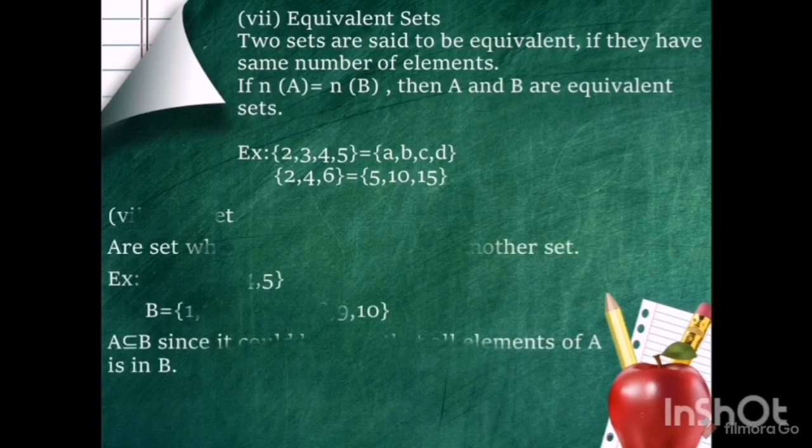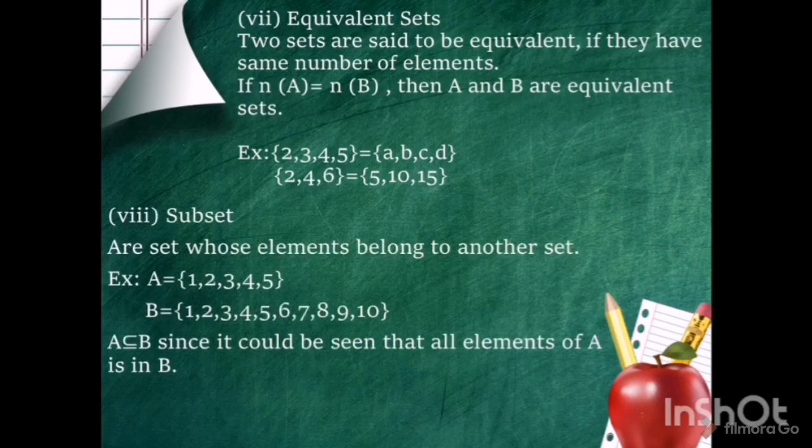So let's proceed to the subset. These are sets whose elements belong to another set. So an example is set A equal to {1, 2, 3, 4, 5} and set B equal to {1, 2, 3, 4, 5, 6, 7, 8, 9, 10}. Therefore, A is a subset of B since it can be seen that all elements of A are in B.